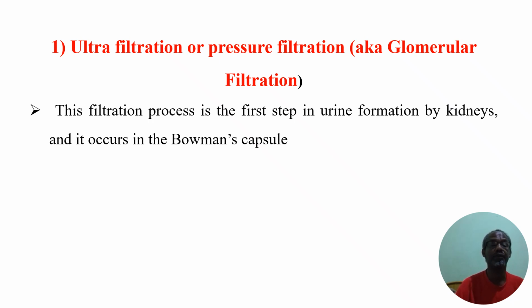Ultrafiltration, they call it pressure filtration, because a net pressure of about 15 millimeters of mercury is created in the glomerulus in the Bowman's capsule. That helps to filter substances from the blood. Everything comes out except red blood cells, white blood cells, platelets, and plasma proteins. This is the first stage: ultrafiltration or pressure filtration, also known as glomerular filtration. This filtration process is the first step in urine formation by kidneys, and it occurs in the Bowman's capsule.